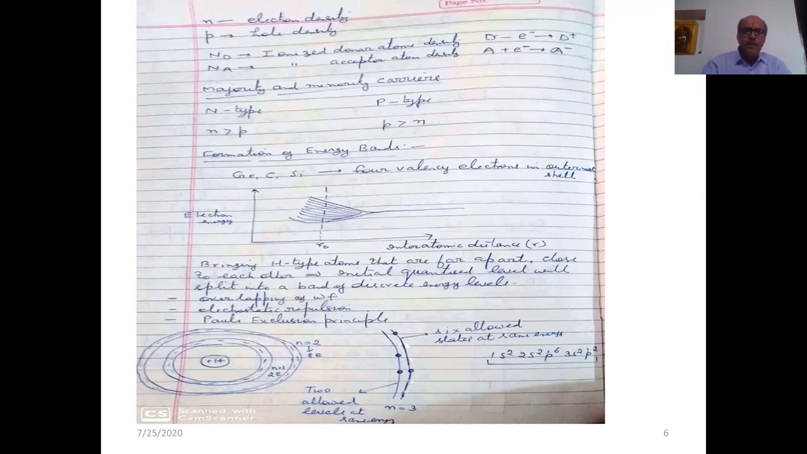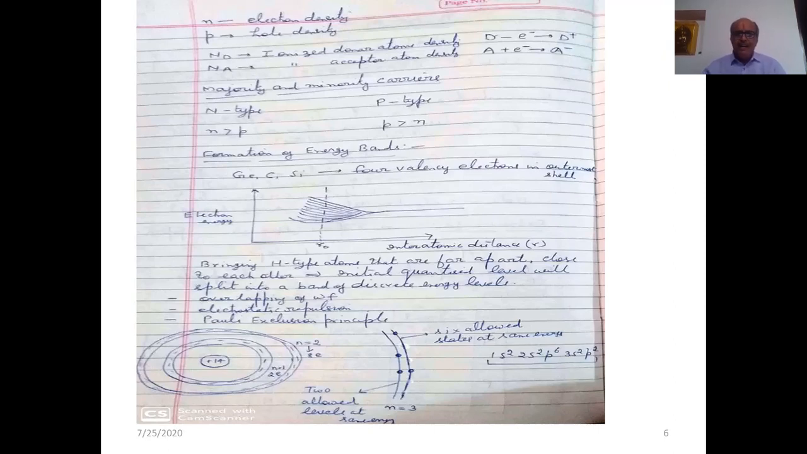I have talked about majority and minority carriers. Now, with this much introduction about semiconductors, that means intrinsic, n-type and p-type semiconductors, let us try to understand the formation of energy bands once again, because based on the formation of energy bands, we can also differentiate metal, insulator and semiconductor.